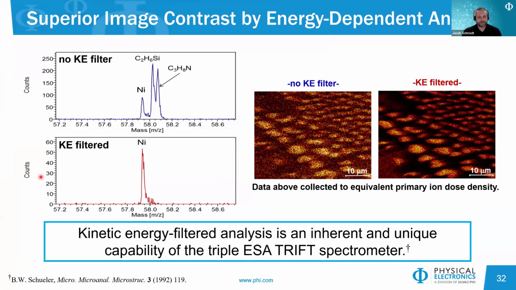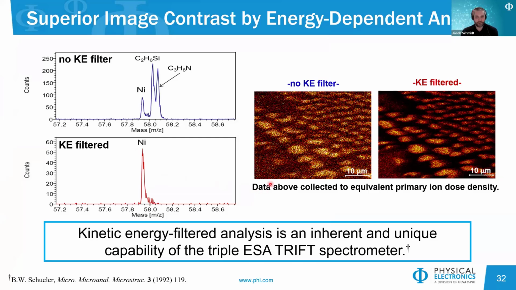To show how that works, I have a spectrum here that shows nickel with some interferences between some organic ions. With the kinetic energy filter in place, we can isolate only that nickel ion and remove those organic ions from the spectrum. This also has an impact on the image quality.